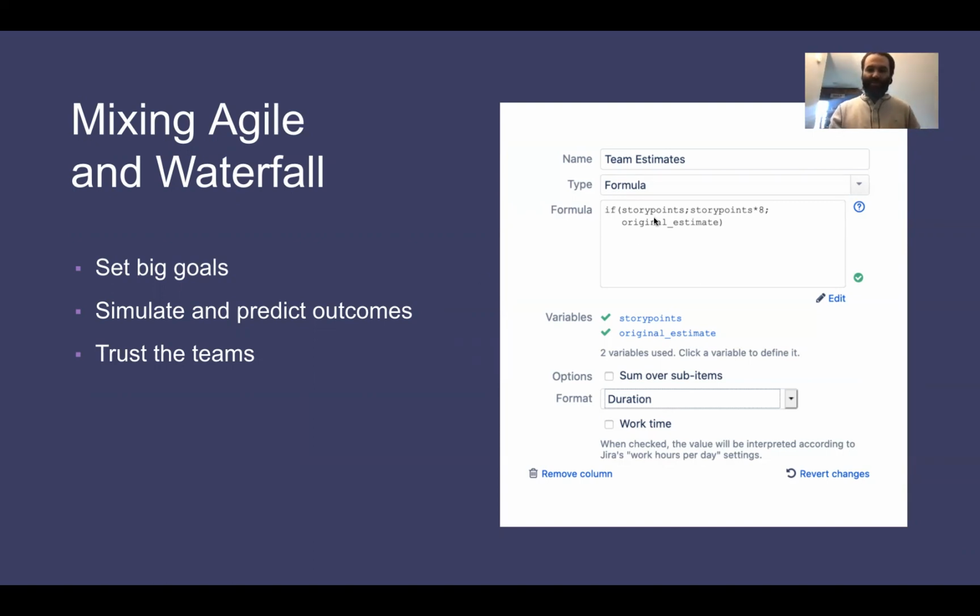But this is just a really simple example right here. We're basically saying, if story points exist, we're going to multiply that by 8 to treat story points as an 8-hour day. Otherwise, we're going to use the original estimate. And this is that idea of one team working with story points, one team working with original estimate. We can still roll that up into a single view and unify that really, really easily.